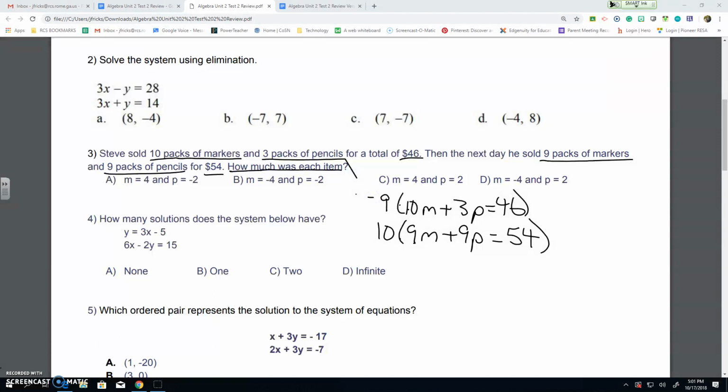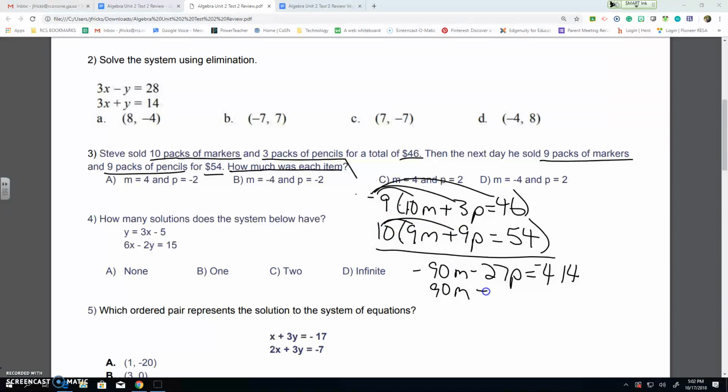So then just distribute. So negative 9 times 10, that's going to give me a negative 90m. Then I've got negative 9 times 3, which is going to be a negative 27p. And that's equal to negative 9 times 46, which is 414, and that's actually a negative 414 because we had a negative 9. On bottom, I'm going to do the same thing. So 10 times 9 is going to give me that 90m so that they cancel. 10 times 9p is going to give me positive 90p. And then that's equal to 10 times 54, which is going to give me 540.